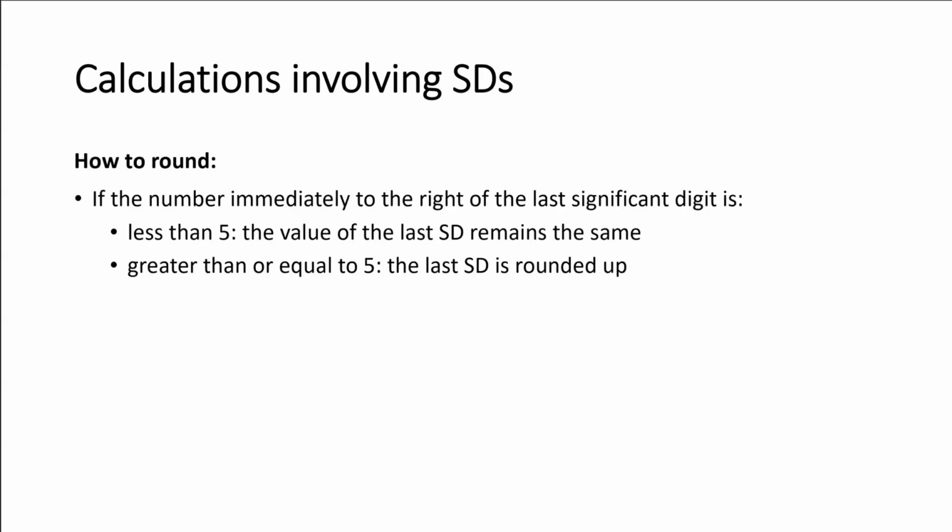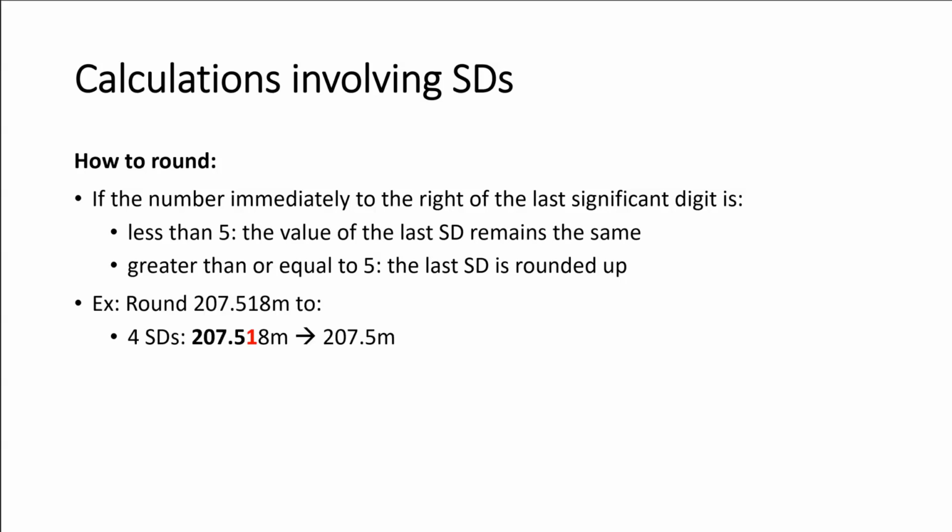Now let's look at how to use significant digits when we calculate numbers. How do we keep track of the digits that are significant so that we can keep track of the proper precision of our calculations? Basically, how many decimal places do we round to? So first off, how do we round? Well, our rule is if the number immediately to the right of the last significant digit is less than 5, then you keep your number the same. The value of the last significant digit remains the same. If that number is greater or equal to 5, then you round the last significant digit up.